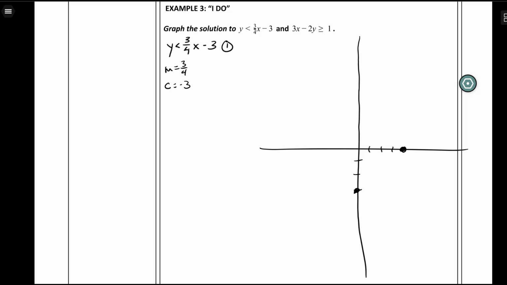This one is a dotted line that we are going to use, okay? Because we are looking at a strict inequality, this is going to be a dotted line, which means my solution doesn't actually land on that line. It's going to be either entirely above or below it.